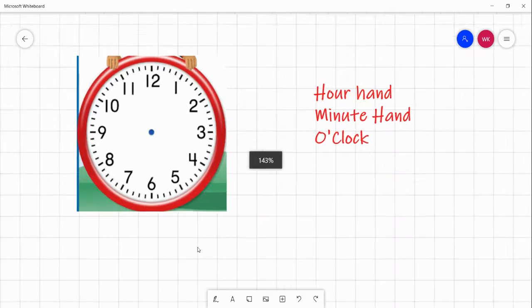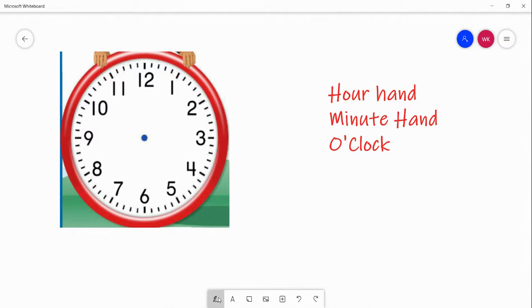So my first problem for you guys is I'm going to put an hour hand on the clock and I'm going to put the minute hand on the clock. And you guys are going to have to tell me what time the clock is showing. So the minute hand is the big hand, so it's the long one. And the little hand is the hour hand. So I'm going to put it right there.